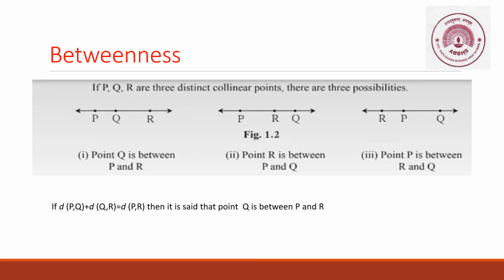Similarly, in the second figure, d(PR) plus d(RQ) is equal to d(PQ). So we say point R is between points P and Q. Third number line, point P is between R and Q. That means d(RP) plus d(PQ) is equal to d(RQ). The betweenness is shown as P-Q-R.